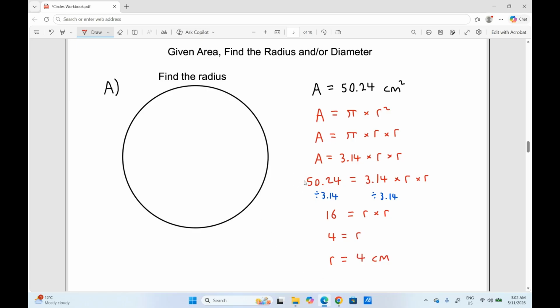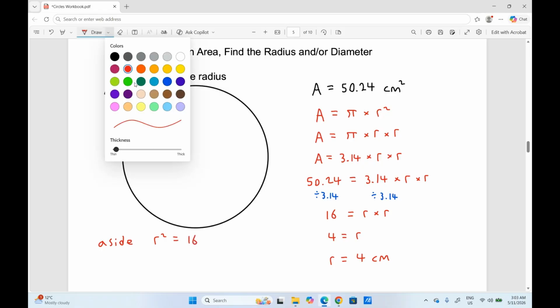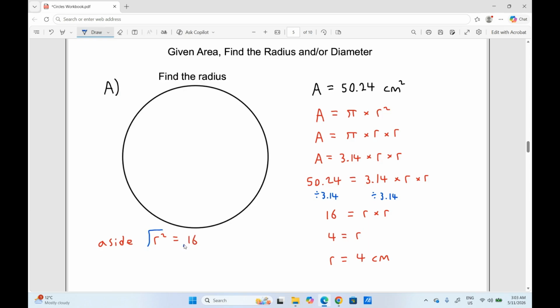Now, if you guys knew how to do square roots, this could have been computed differently. So I'm going to write this as an aside. If you know how to do square roots, you could have left r times r as r squared, and you could have written r squared equals 16, and then you could have taken the square root of both sides. And if you do that, you would get r equals 4 because the square root of 16 is 4. But that's for an aside. Right now, in the context of what we're learning, if you haven't learned square roots yet, we're just going to think of a number that can multiply by itself to get 16 and work backwards that way with logical thinking. But regardless, you get a radius of 4.